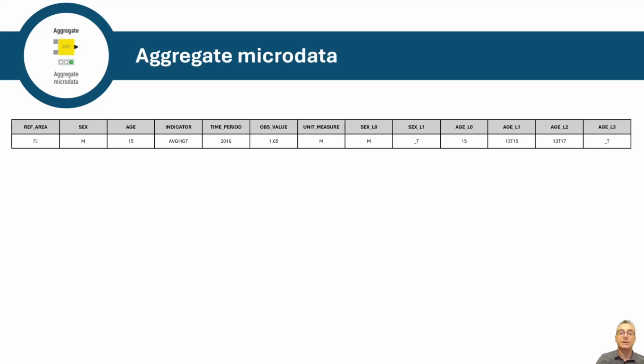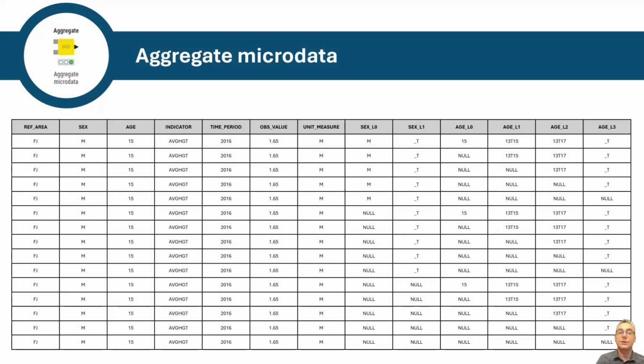Next, we execute the SQL statement using grouping sets for the levels of the hierarchical dimensions, sex and age. This produces a series of possible combinations with observation values aggregated using the defined aggregation functions. A series of null values is generated for sex and another for age.